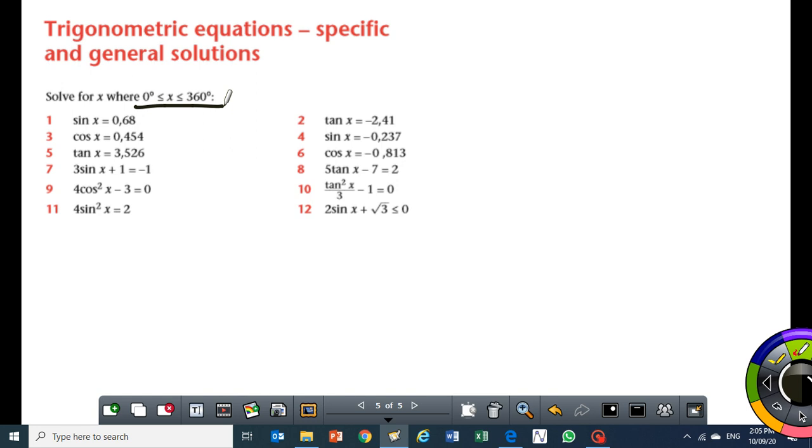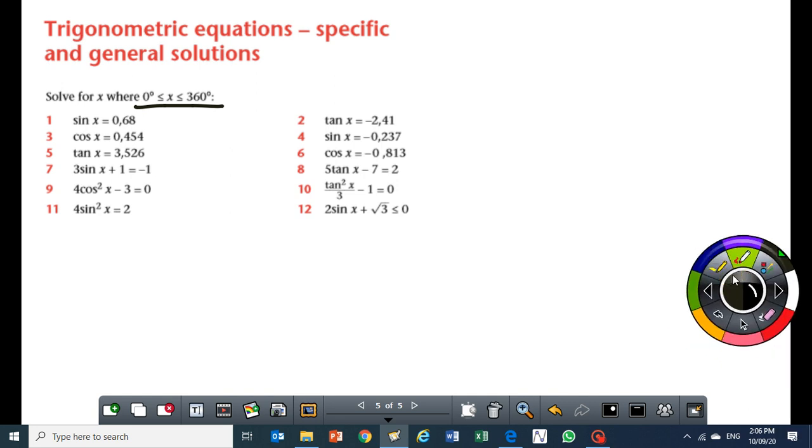Remember, sine is positive in the first and second quadrants. Cos is positive in the first and fourth quadrants. Tan is positive in the first and third quadrants. All of that you need when you are dealing with trig equations. So let's start with the first one.